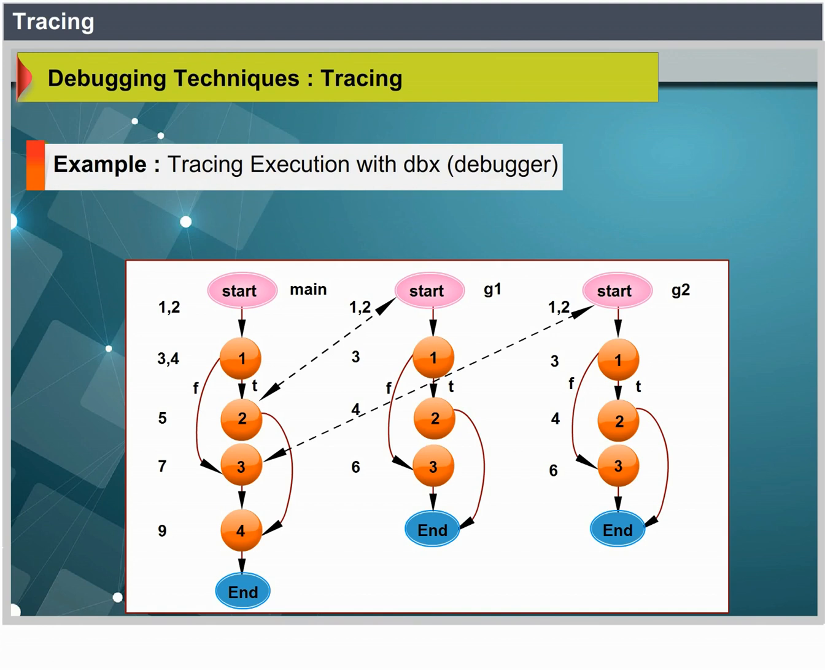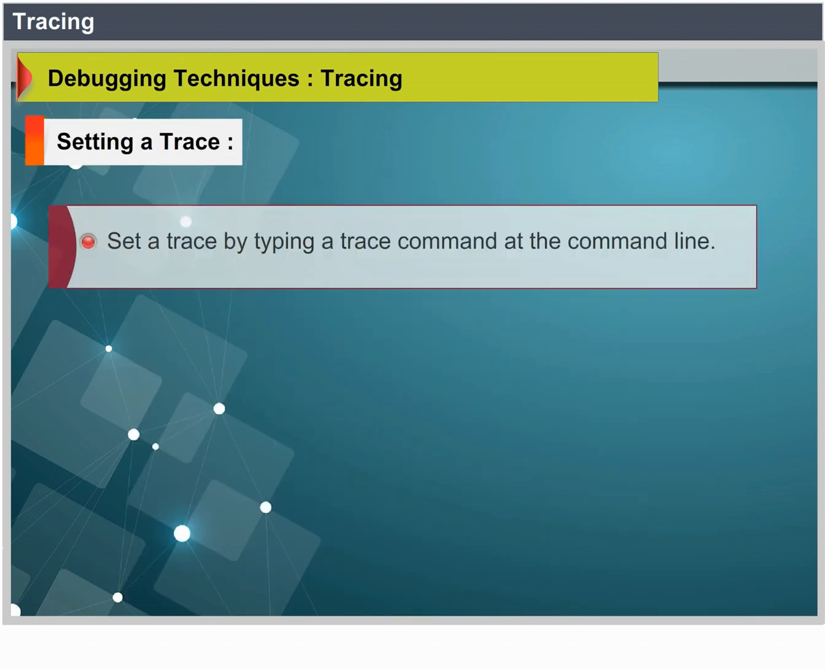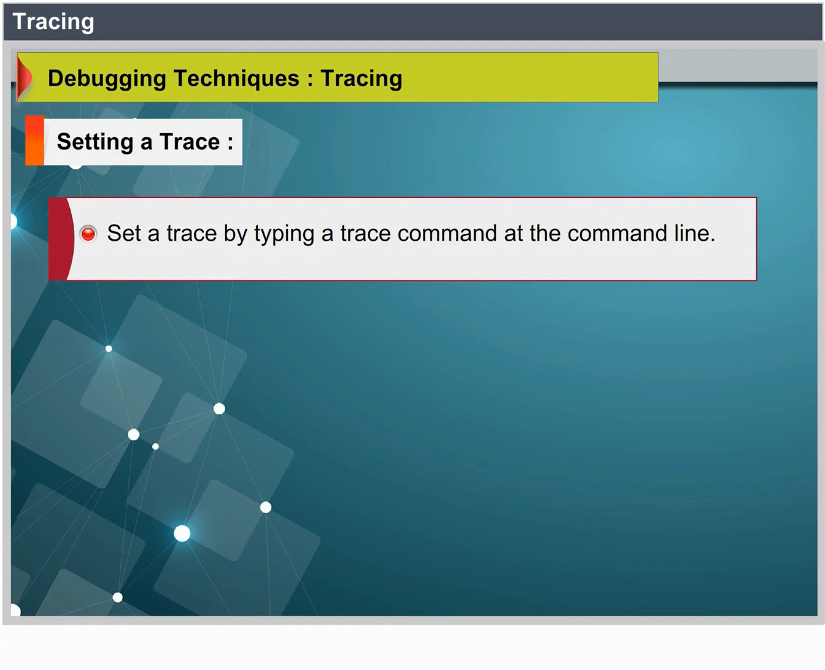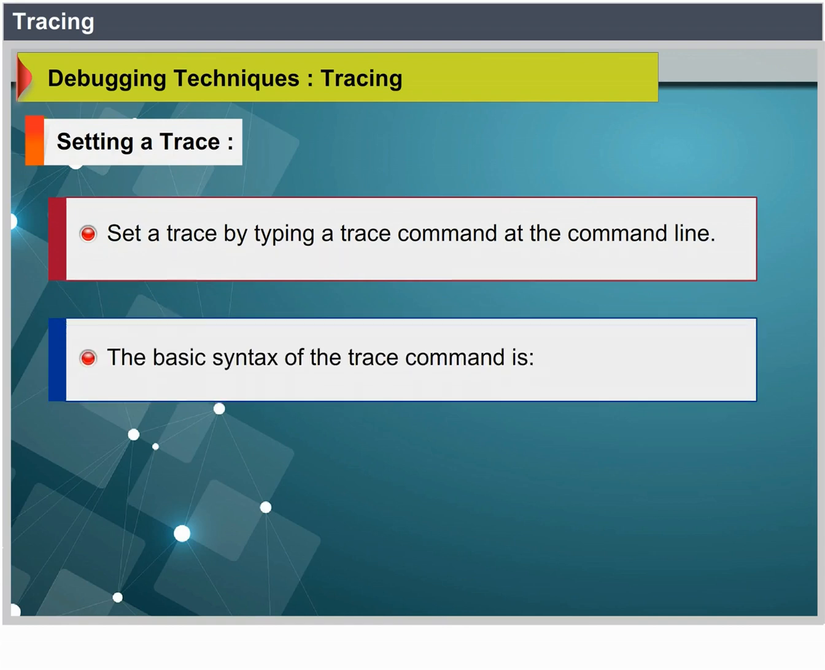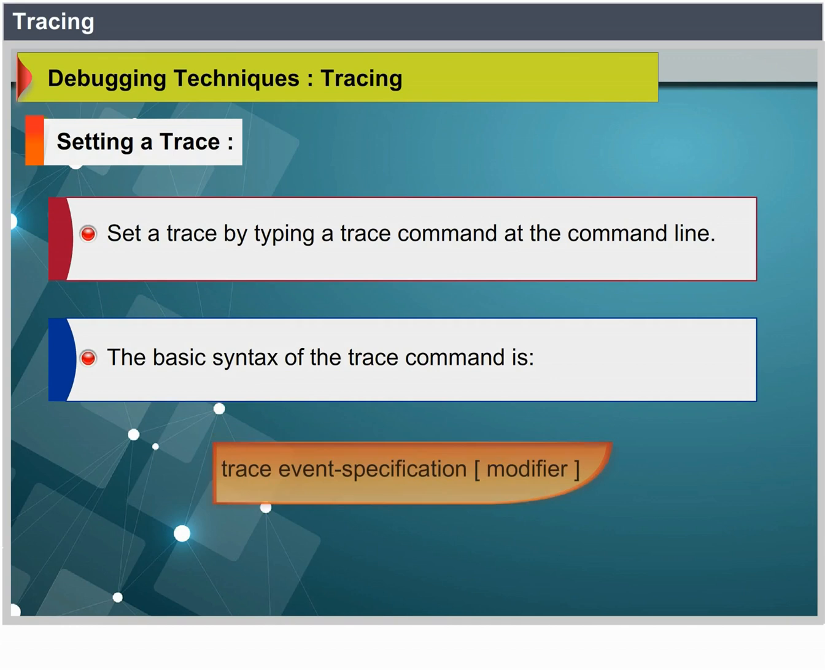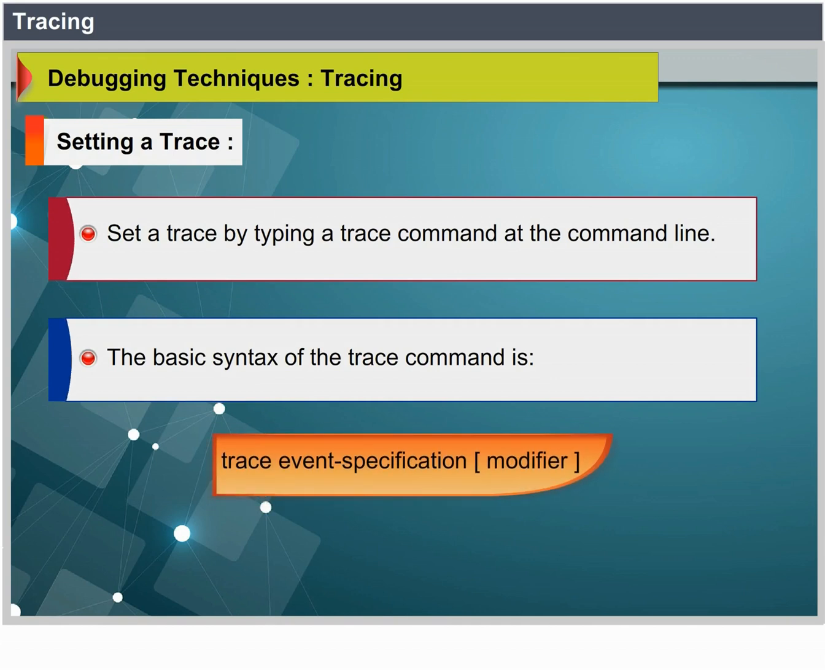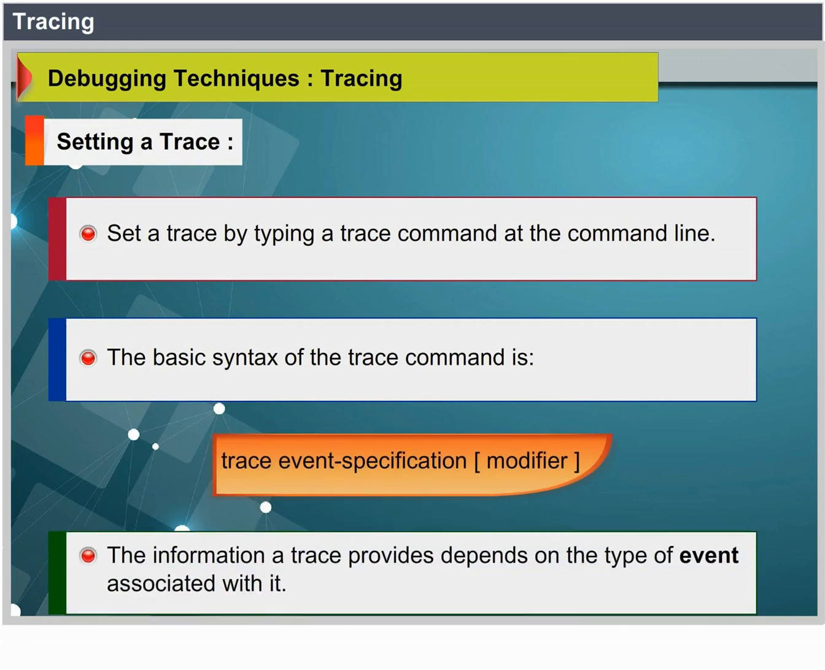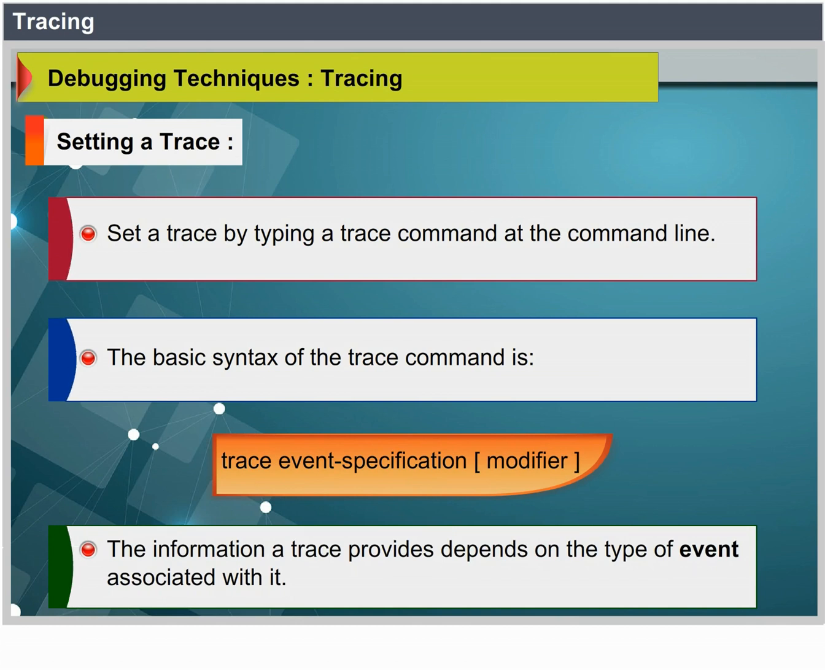Setting a trace. Set a trace by typing a trace command at the command line. The basic syntax of the trace command is: trace event specification modifier. The information a trace provides depends on the type of event associated with it.